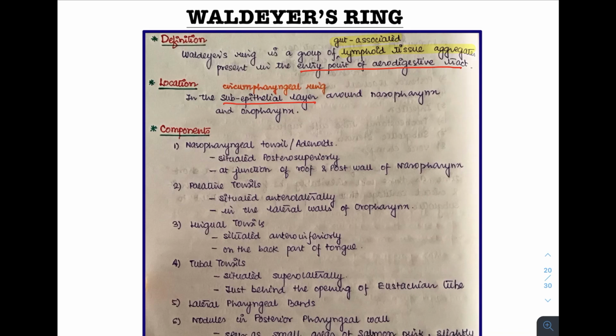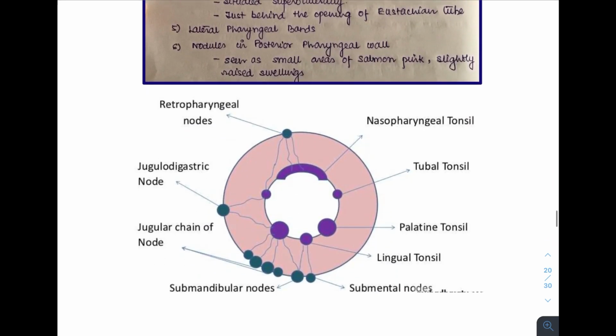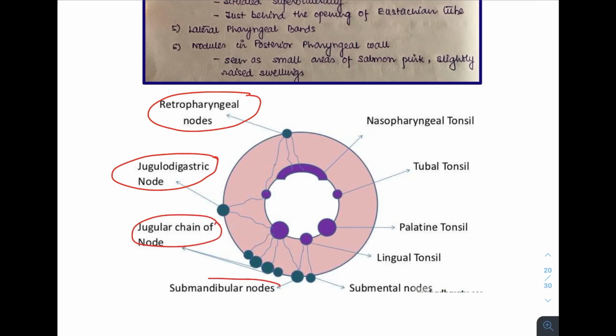Before I go into the main components, the Waldeyer's ring consists of two rings. One is called the outer ring and the second one is called the inner ring. The outer ring structures are mostly retropharyngeal nodes, the jugulodigastric node, the jugular chain of nodes, the submandibular nodes, the submental nodes. It's basically the group of lymph nodes which is draining the nasopharynx, the oropharynx, and the laryngopharynx. These help in forming the outer group of the nodes.